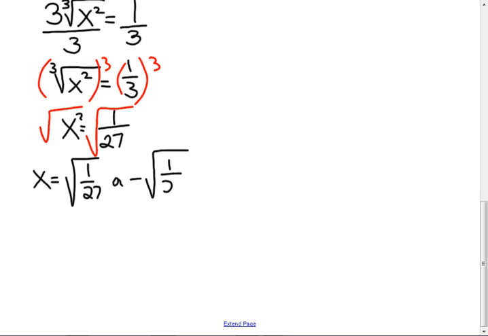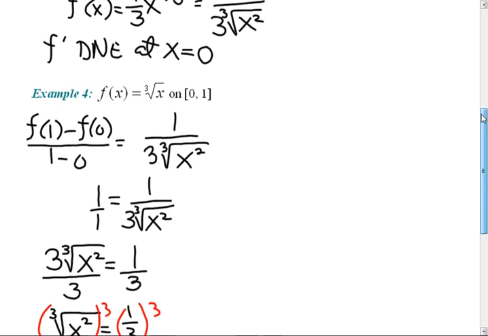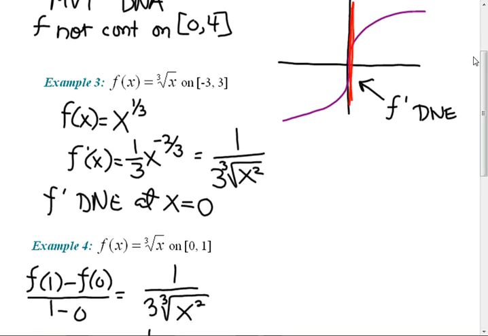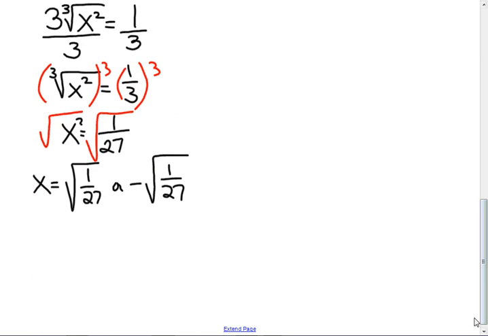Are they both in the interval? I don't remember the interval. And if you had gone negative 1 to 1, like this, there are two values, this one and this one. Sorry, my picture's not great, but we have to throw out the negative 1 because it's not in the interval.